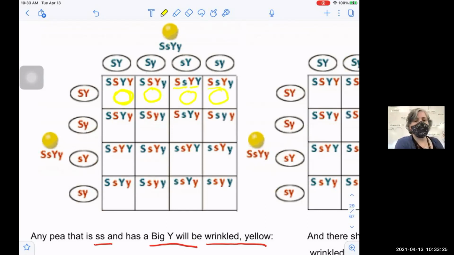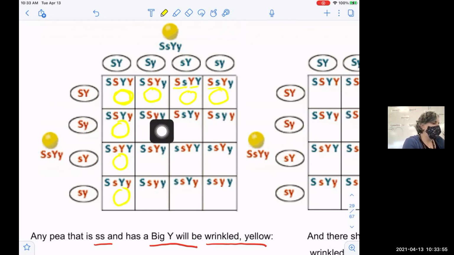The reason that whole first row is smooth and yellow is because look at this parent right here. They're big S, big Y, so every one of their offspring is going to have the dominant trait, right? Same thing goes with this gamete. It has a big S and a big Y, so everyone in this column is going to be smooth and yellow as well. And you can see that looking at the genotype.